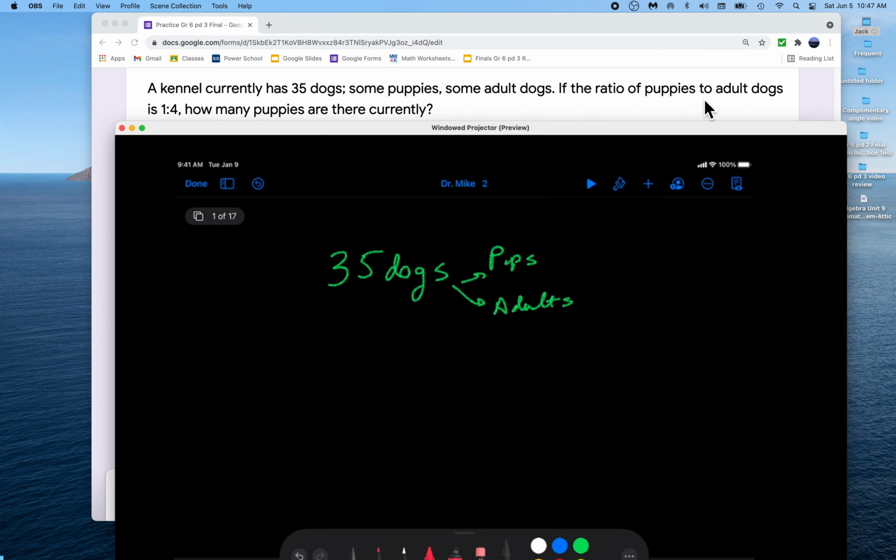The ratio of puppies to adult dogs is 1 to 4. So you're going to have 1 puppy for every 4 adults. Again, anytime you see a ratio like this, 1:4, you can rewrite that as 1 divided by 4. Now, if this is the ratio, how many puppies are there currently? So what do we know? We know that right now there are 35 total dogs.